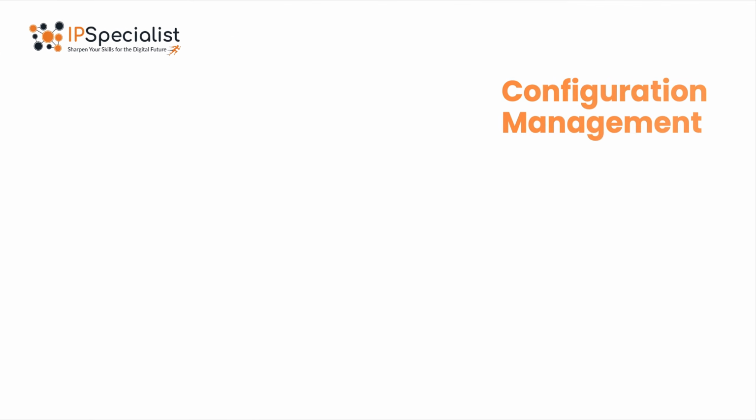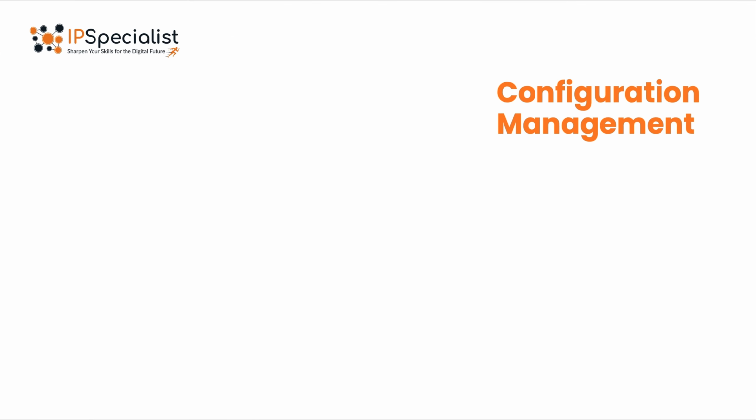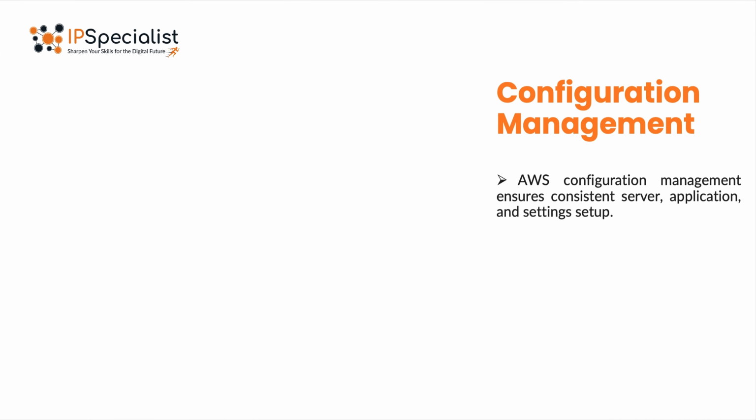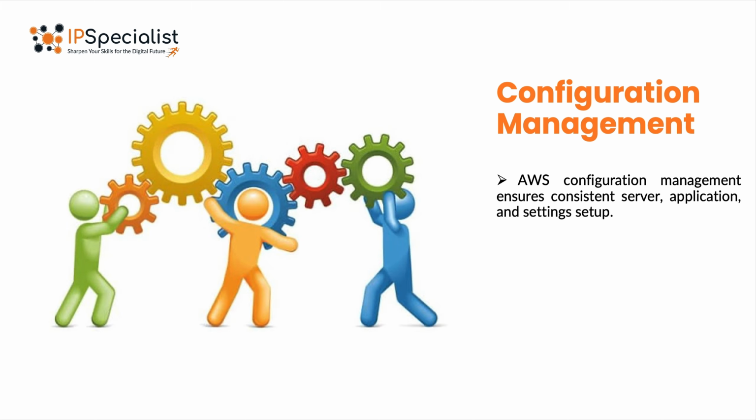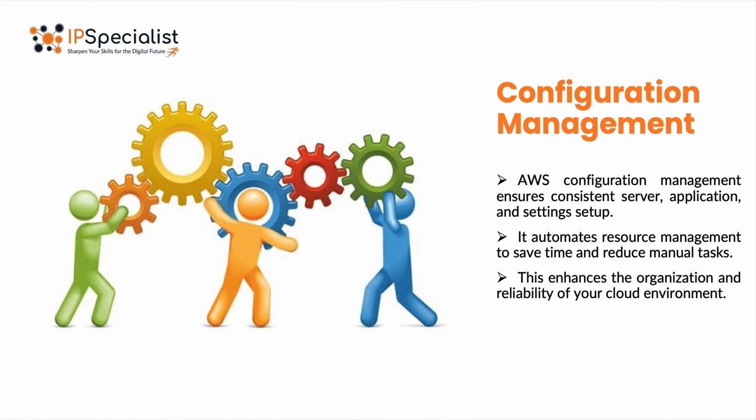Moving on to configuration management. Configuration management in AWS works like a reliable system organizer for your cloud setup. It helps keep your servers, applications, and settings consistent, no matter how many or where they're deployed. With AWS configuration management tools, you can automate the process of setting up and managing your resources, making everything run smoothly without the need for constant manual work. This not only saves time, but also makes sure your cloud environment stays organized and reliable.